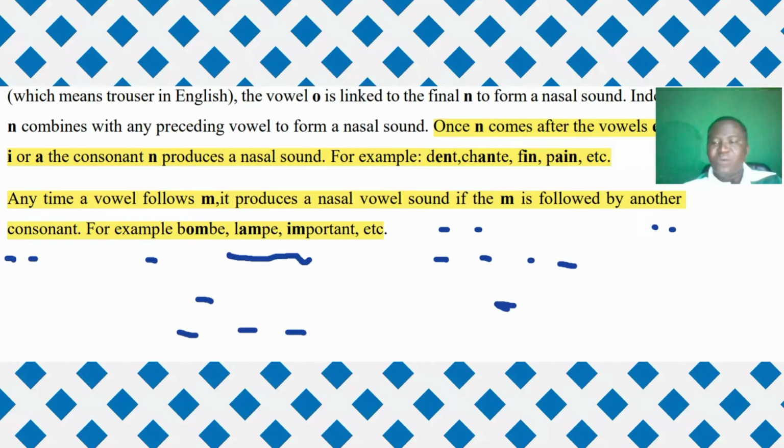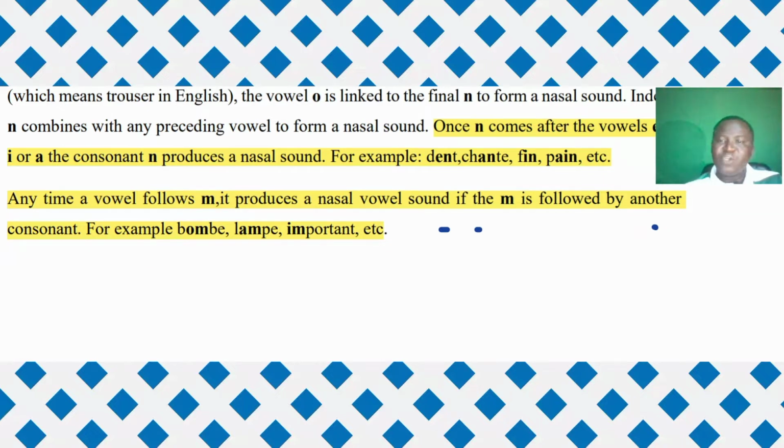So if you are looking at this, it looks so simple to you because you are following. So take your time. The summary is so simple. When a vowel is in combination with a consonant, it becomes a nasal sound. And I gave you the example of chant, dent, and so on here. We have lamp. We have seen that example. So we are moving to the next one.